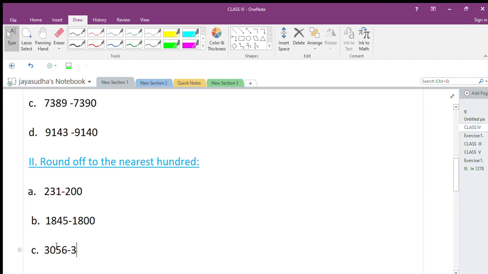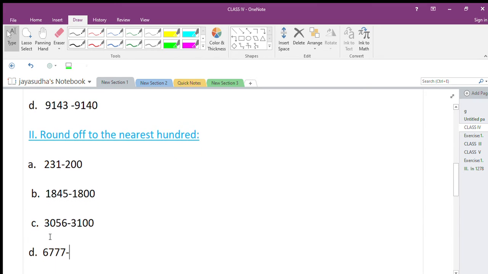Now listen, you don't touch the thousands place. Now you want to round off the hundreds place. So look at the tens place, 5. 5 and above means you add 1 in the hundreds place. So 0 plus 1 is 1. The rest, the tens place and ones place, are 0.